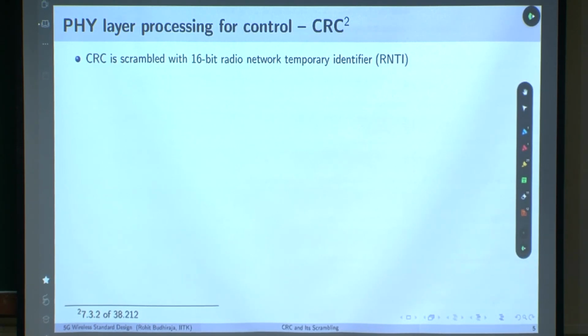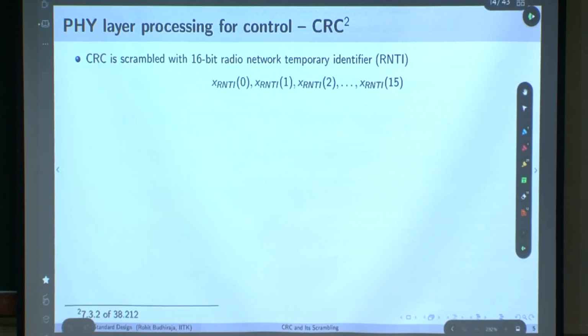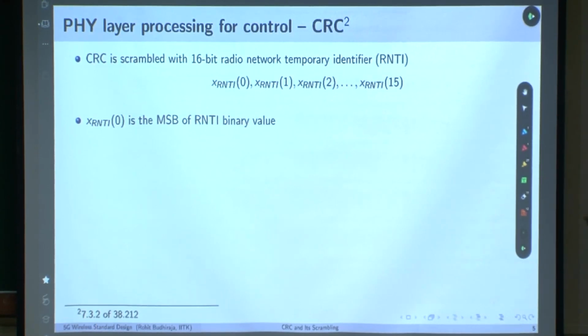Now what are we saying here? This is basically this 16-bit RNTI. You are not generating any other sequence. You take this RNTI and that becomes your C of n. You take this RNTI, convert it into binary, and that's your 16-bit RNTI. That's what you are going to scramble with. You denote this RNTI something like this, that's how the standard does it, the standard notation. So what is X RNTI 0? This is the MSB of the RNTI, and this is the LSB of the RNTI. So binary. Fine.